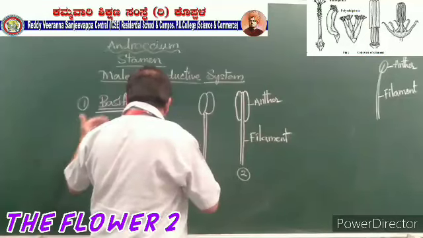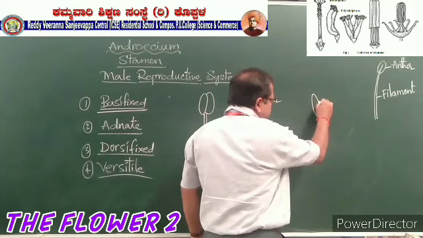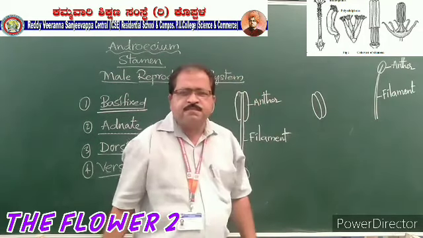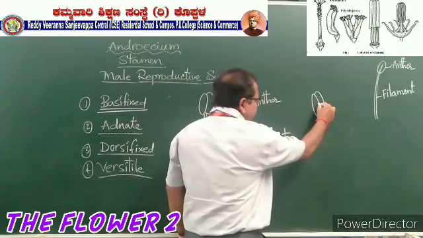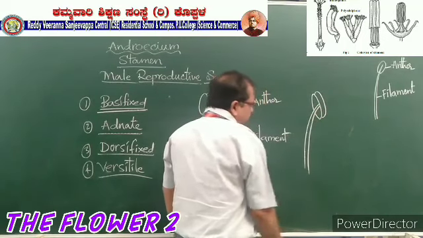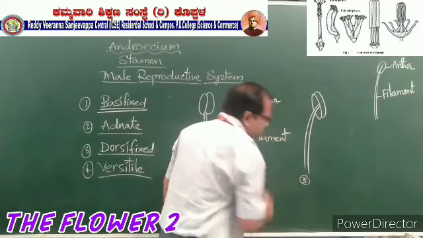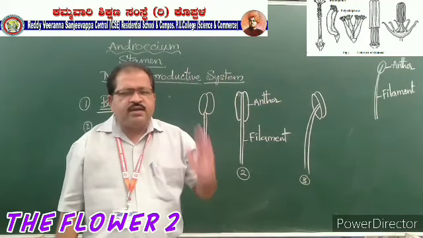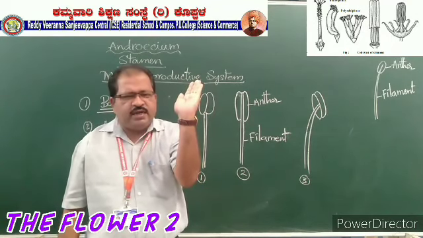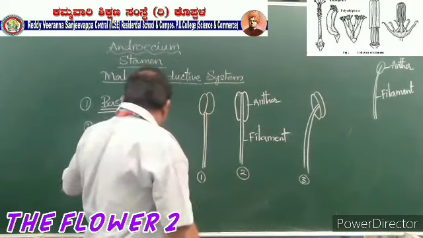And the next one is dorsifixed. This is the anther, and the filament is attached at the back of the anther. This is the third one, dorsifixed, the back side of the anther. It is attached somewhere on the back side, oblique in shape. This is the third, dorsifixed.